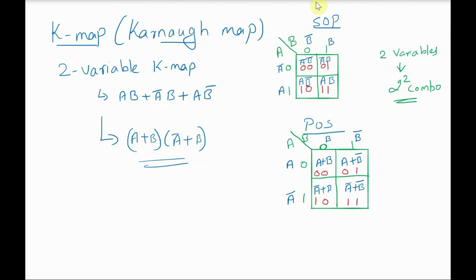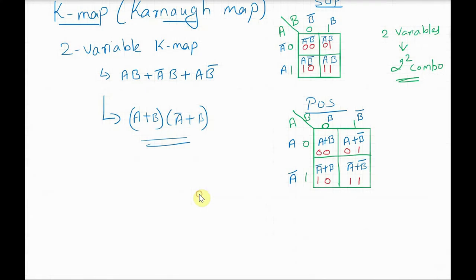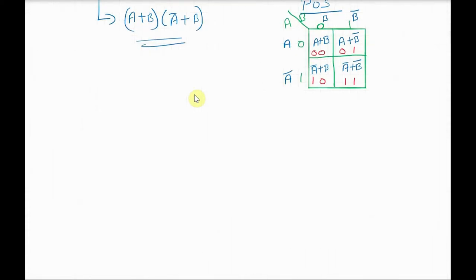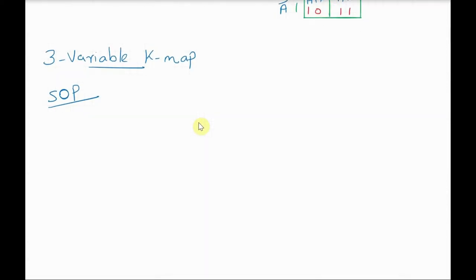Now we will see the three variable K map. How to draw a three variable K map? We will see the mapping of expressions and simplification later. First we will see the skeleton of the two variable, three variable and four variable K maps. So next is the three variable K map, first for SOP expression. Three variables means we have A, B and C, and expressions formed by using A, B and C, like A B C plus A bar B bar C bar plus and so on. For these types of expressions formed using three variables, we use a three variable K map.